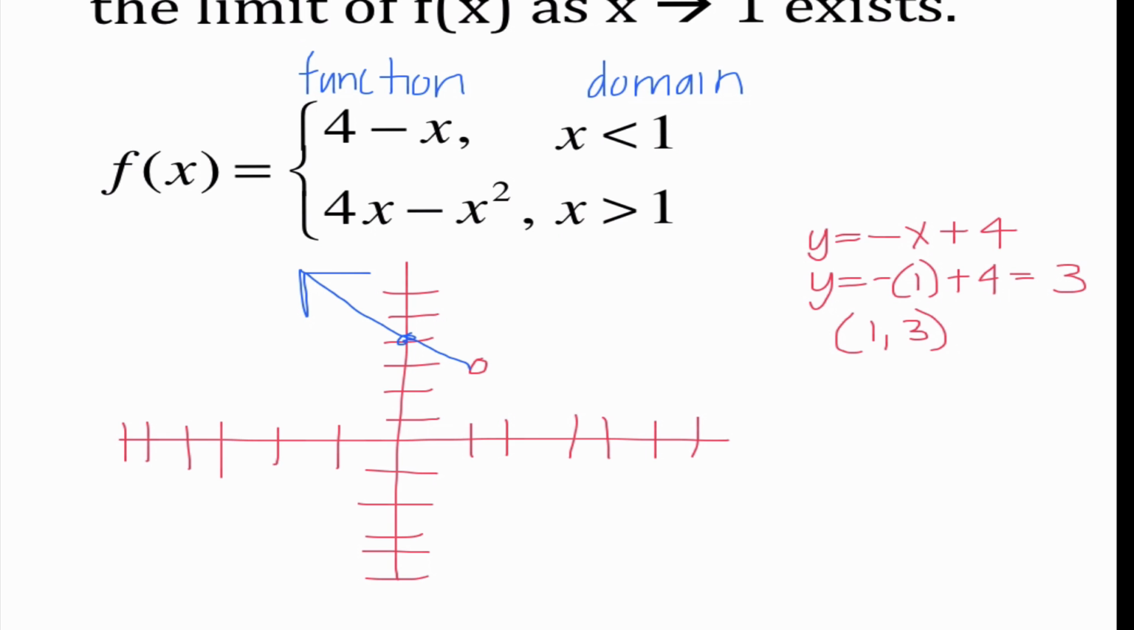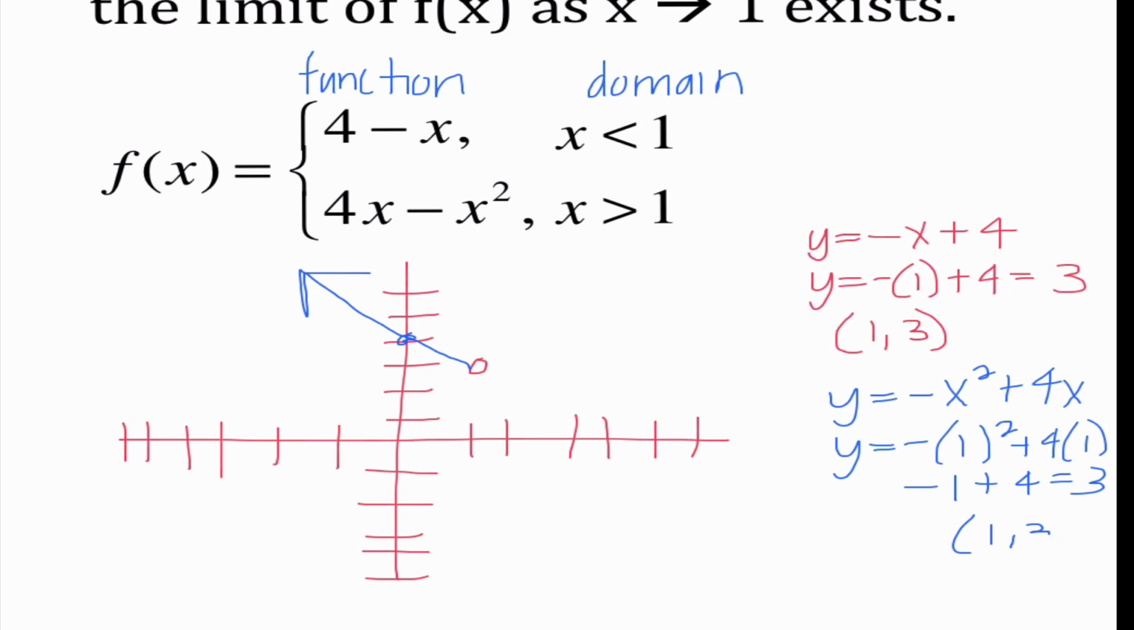Our second one, okay, I'm going to have y equals -x squared plus 4x. So I'm going to go ahead and plug in 1. I don't know why I wrote 0 there. So I get -1 plus 4, which is 3. So I get (1, 3) as an ordered pair.